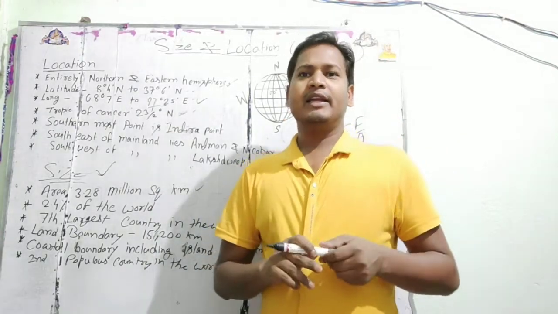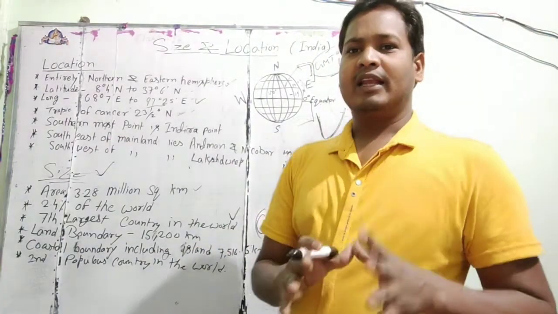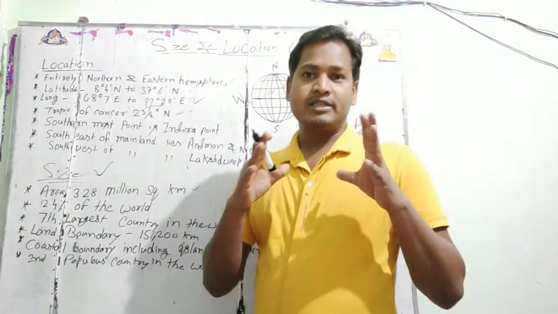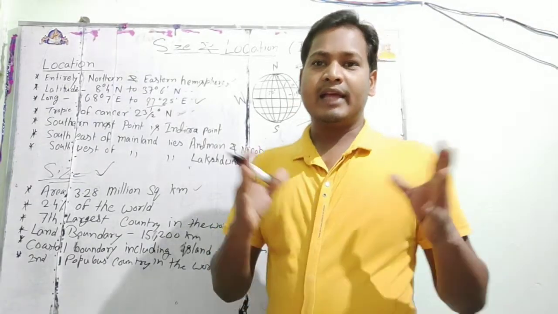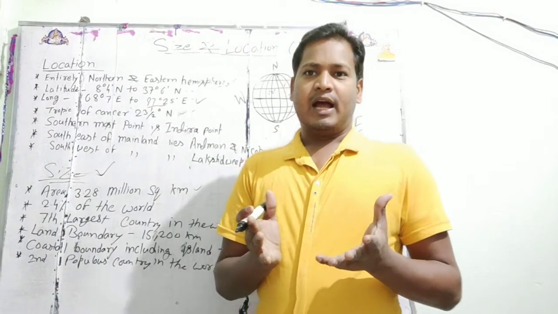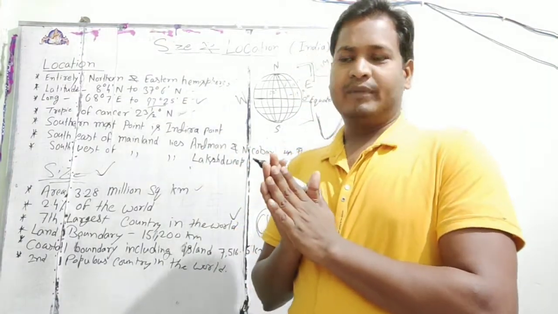In this way, India is the 7th largest country. That means only 6 countries are bigger than India. After 6 countries, it is the 7th largest country of the world.